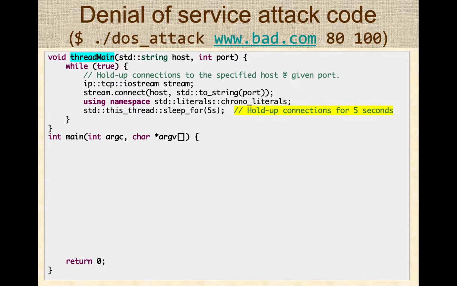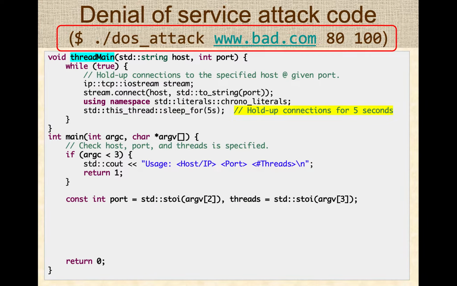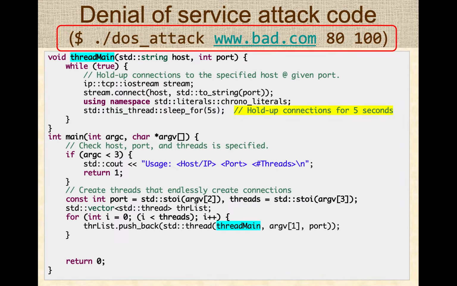Now in our main method, we're going to spin up a bunch of threads to call the thread main method. But before we do that, we'll check the command line arguments. The first command line argument is the host name, the second is the port number, and the third is the number of threads we want to use. We'll pull that data out for convenience, and then we will spin up the threads based on the number of threads specified. This code will spin up a lot of threads, and each thread will concurrently make connections to the server.